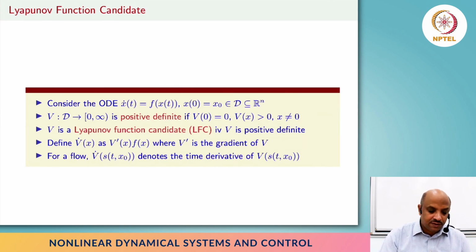But V dot of x, when we don't see any explicit dependence on time, that's kind of an abuse, just a short form to denote V prime of x times f of x, right? So where are we going with all these things? I'm going to just jump ahead and say, if a Lyapunov function candidate, that means a positive definite function, satisfies one more condition, this V dot is less than or equal to 0, then we call it a Lyapunov function, right? One is a candidate, the other one is a full-fledged function.